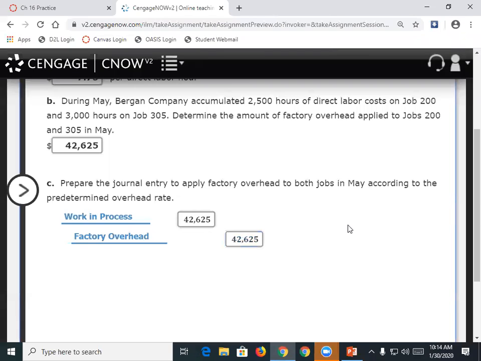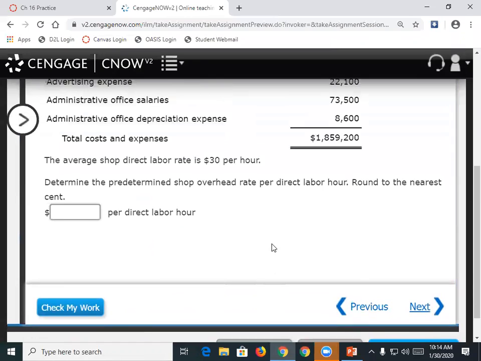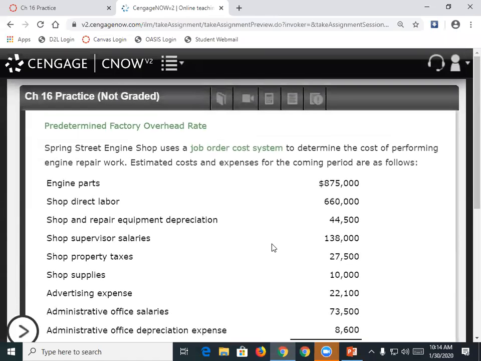Any questions on that one? All right. Let's move to the next one then. This one looks longer, right?